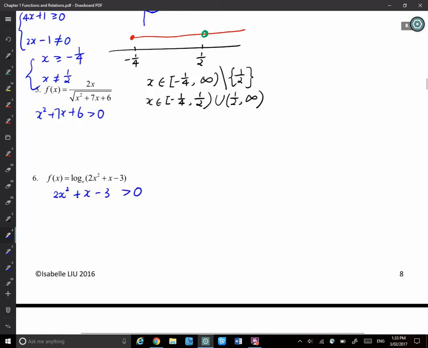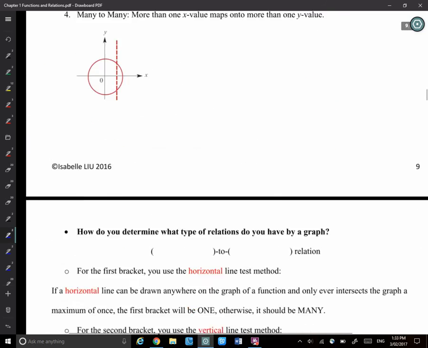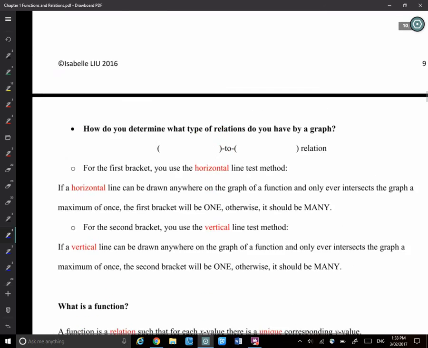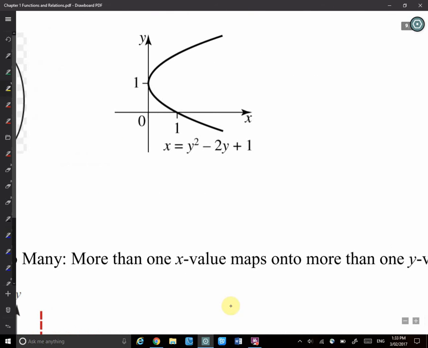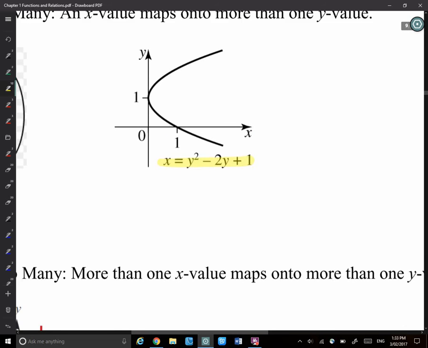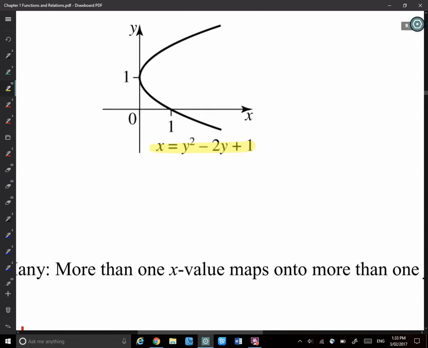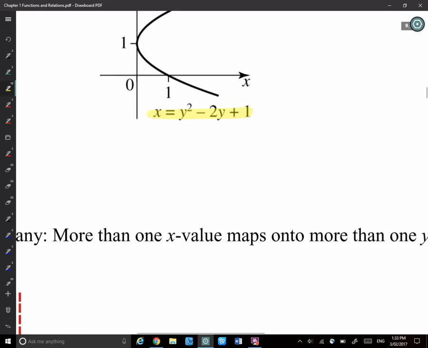That's inequalities, and 1C is about implied domain and range. I'm not going to talk about that. Make sure you know how to sketch this type of question. Can you see this graph, this one-to-many graph? Make sure you know how to sketch this. X equals a y quadratic. It's a quadratic, but swap the position of x and y. Make sure you know how to sketch that. If you have questions about this, email me and I'll explain to you individually.